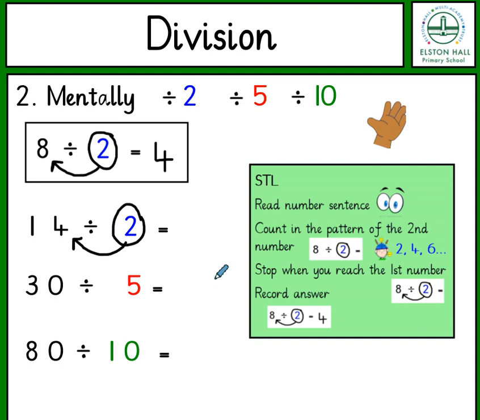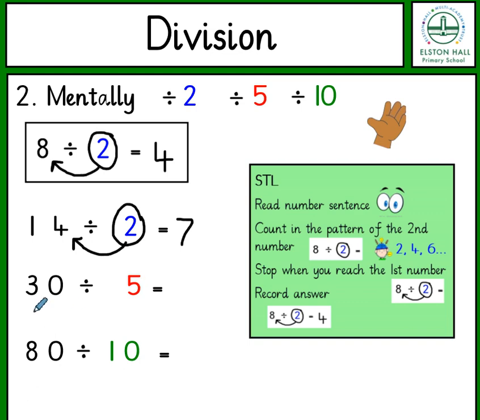2, 4, 6, 8, 10, 12, 14. You should be holding 7 fingers up, which gives us the answer of 7. 14 divided by 2 equals 7. Let's move on to the next one.